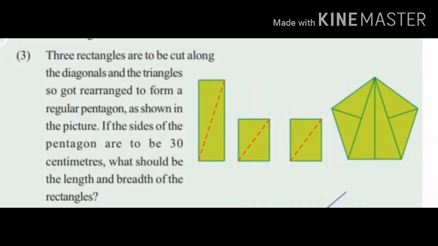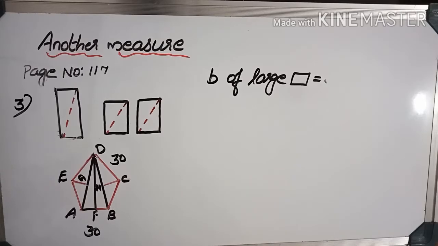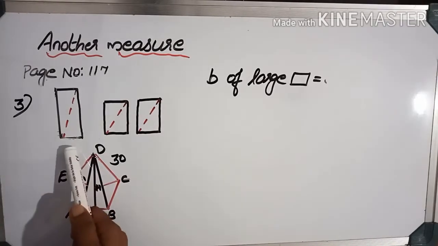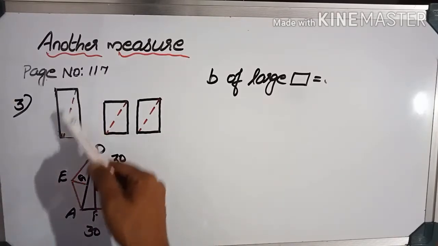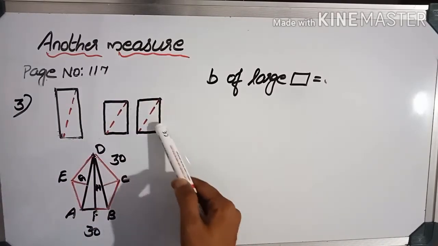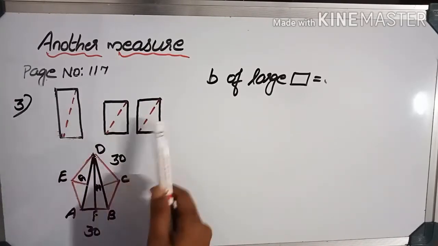Three rectangles are to be cut along the diagonals and the triangles are rearranged to form a regular pentagon as shown in the picture. If the sides of the pentagon are to be 30 centimeter, what should be the length and breadth of the rectangles? In this question we have three rectangles, one large rectangle and two small rectangles, and these rectangles are divided into equal halves. So total 6 pieces here.